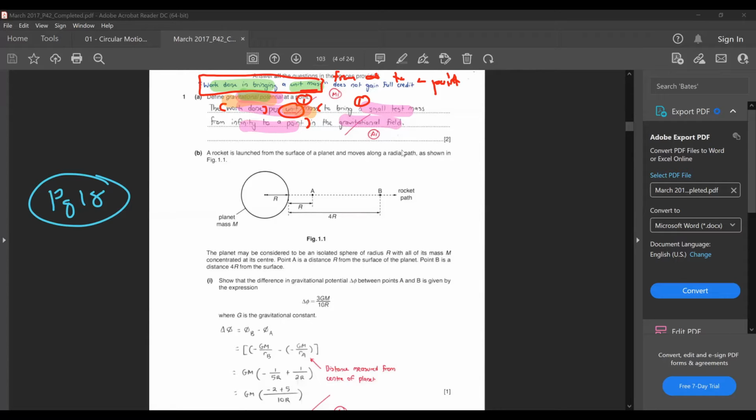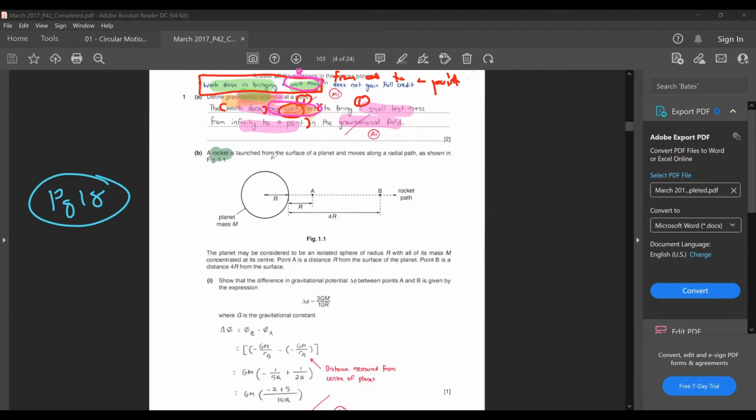The thing that I wanted to highlight to you is that sometimes per unit mass can be replaced with a unit mass. Work done per unit mass, work done to bring a unit mass, they're actually the same meaning. This one is more prevalent in the older past years. Now then you should look at part B.